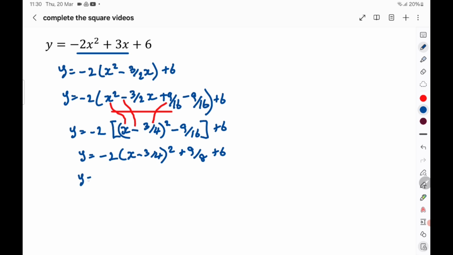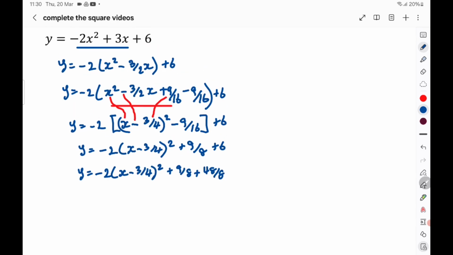So we'll have y is negative 2 (x minus 3 on 4) squared plus 9 on 8 plus 48 on 8, because 48 on 8 is 6. And that will give us y is negative 2 (x minus 3 on 4) squared plus 57 on 8.